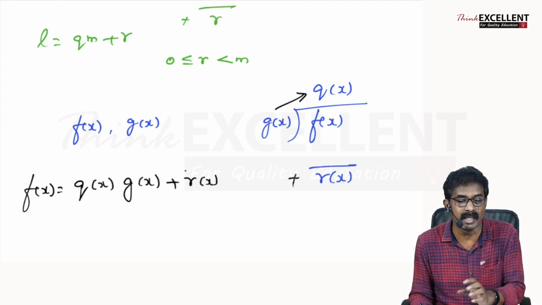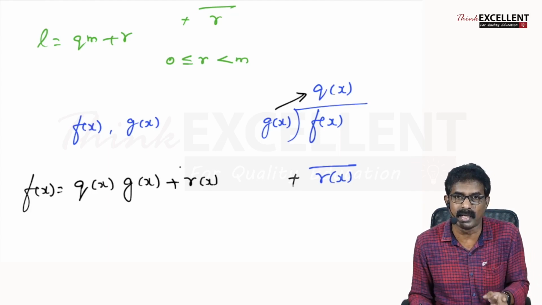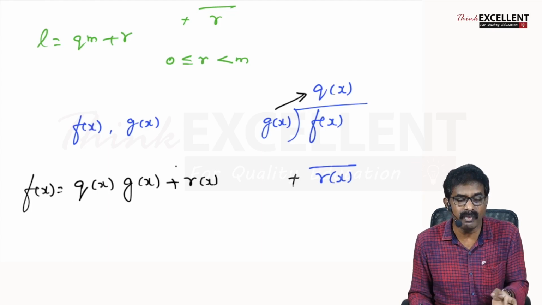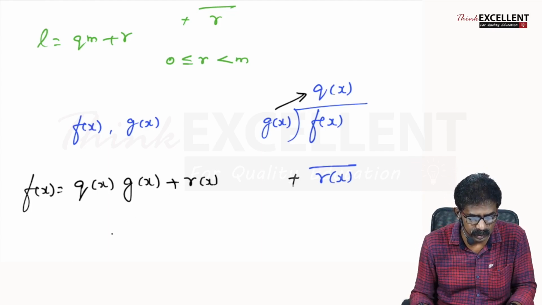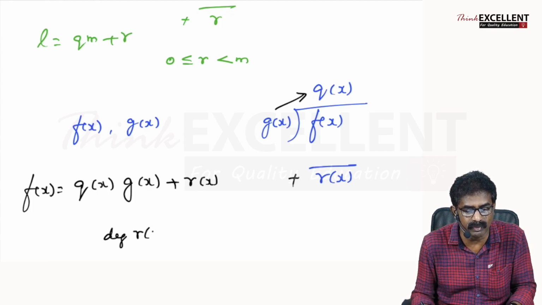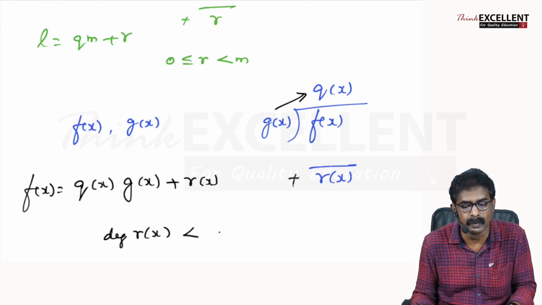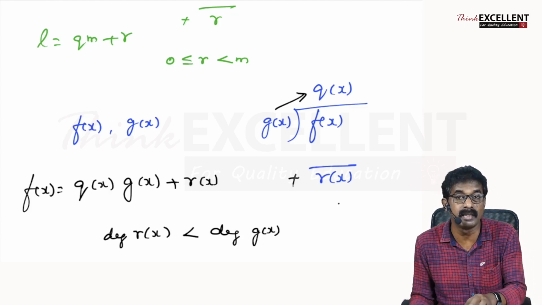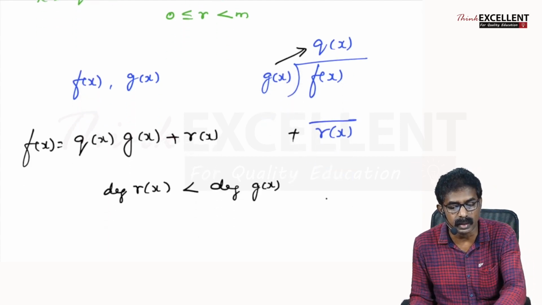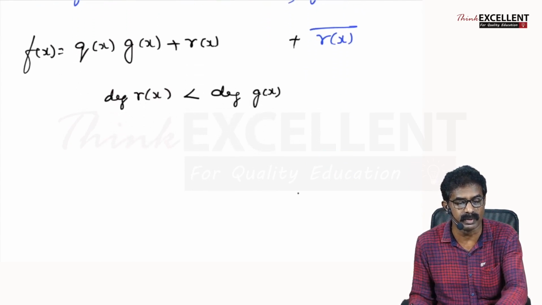And the remainder, earlier we said it can be 0 or less than M. But here the degree of r of x must be less than the degree of g of x. So the degree of the remainder will be less than what? Degree of g of x.